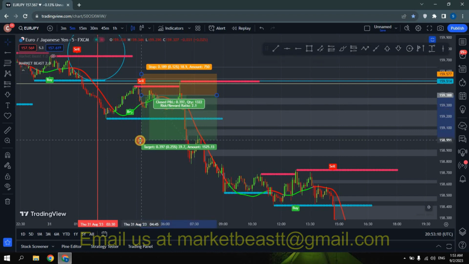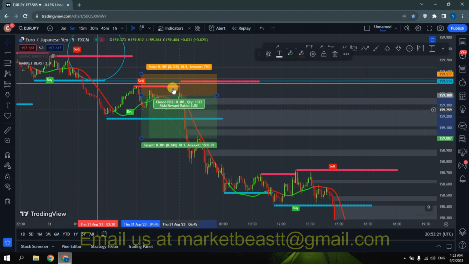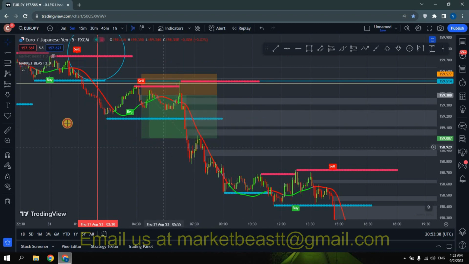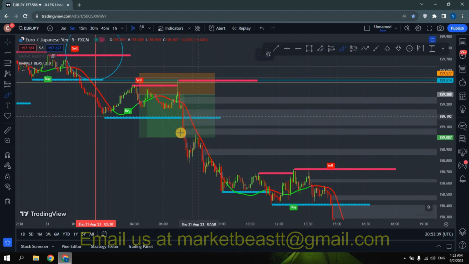We are going to set the target according to our risk reward. When it reaches 2, it means if we are going to lose $1 on stop loss, we are going to get $2 on target hit. Alright, so we set this, and the first target is hit here. Target hit.